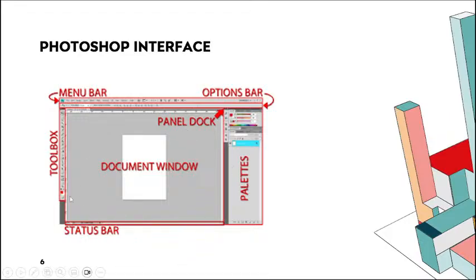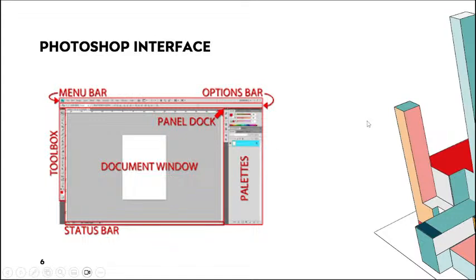In the middle, you have the document window. The document window is the area where you will perform any operation on a photo. Your photo also loads into this document window, and by using these tools and the options and the panels, you will do some editing of your photos in the document window. The status bar displays various statuses including the image size and image dimensions.